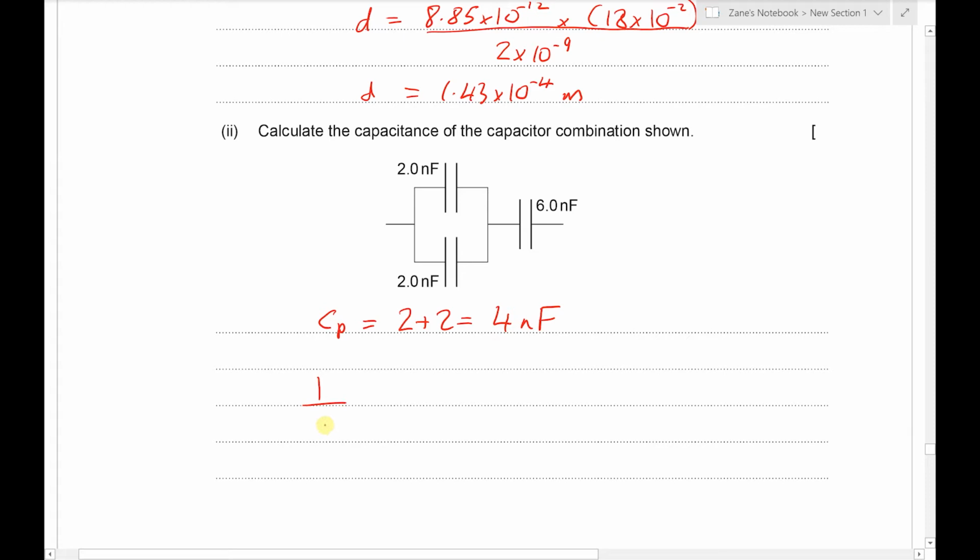Next, to find the total capacitance, we add reciprocals. So we have 1 over 4 for the parallel combination, 1 over 6 for the capacitor that's in series. Lowest common denominator is 12. So we have 3 over 12 for a quarter and 2 over 12 for a sixth, which is 5 over 12. And then the total capacitance will be 12 over 5, or 2.4 nanofarads.